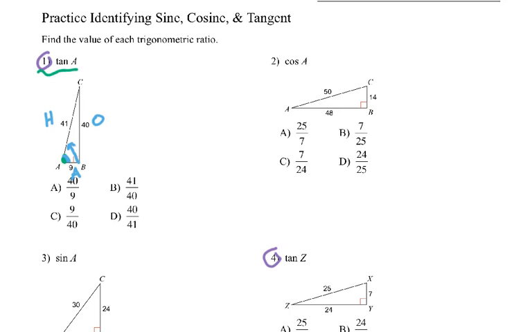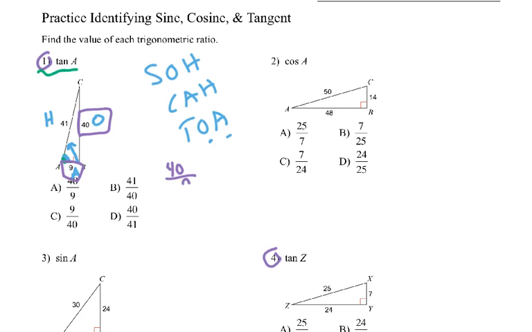So identifying your sides is a big deal. Make sure you're sketching your triangles, or if you have something to draw on your screen with, do that, but sketch your triangles O, A, and H. So I've got that done. And I know that tan, if I'm using my SOH CAH TOA, is opposite over adjacent. So what number goes with opposite? Well, that's a 40. Over what number goes with the adjacent? 9. So your answer is A.